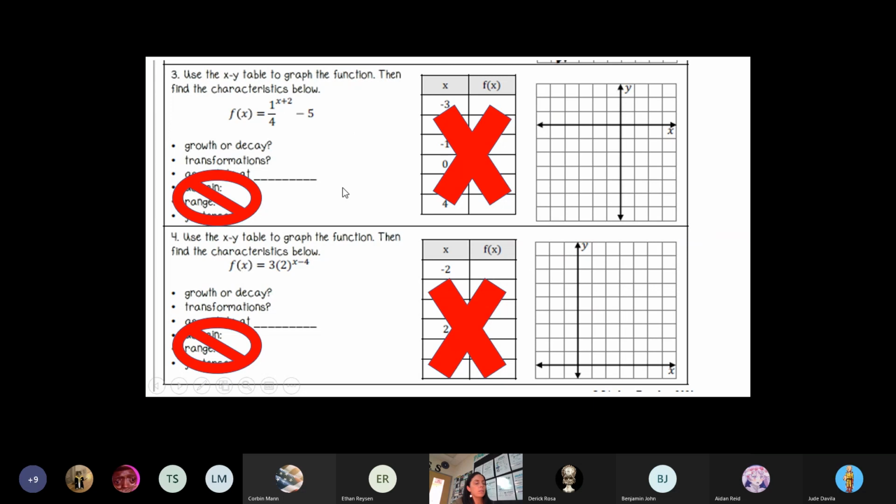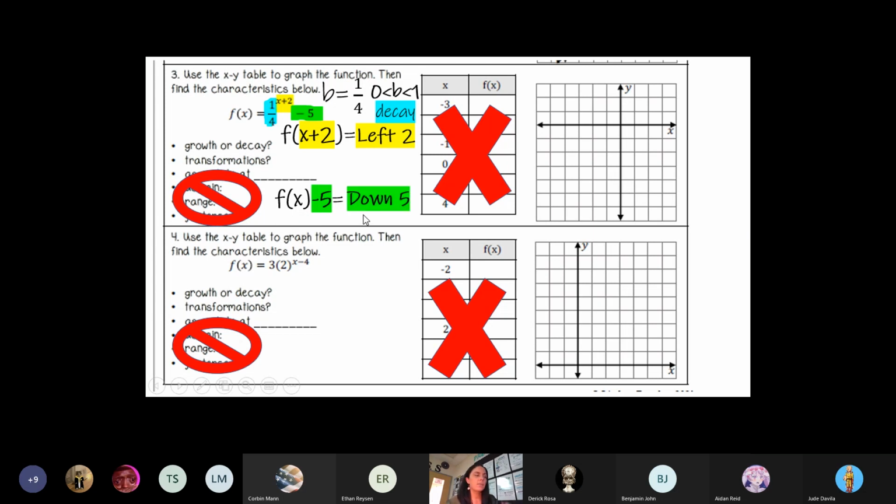Okay, last 2 problems from the review all, page 7. f of x is equal to 1/4 to the x plus 2 minus 5. The 1/4 is going to be my b term, my ratio, because that's the one that has the exponent. So I have exponential decay. The x plus 2 would be written as f of x plus 2, meaning it's affecting my x value, which causes it to move to the left 2 units. Then I have this negative 5. That's going to be written in function notation as f of x minus 5, which causes it to move down 5 units.